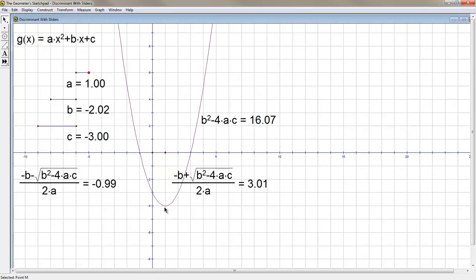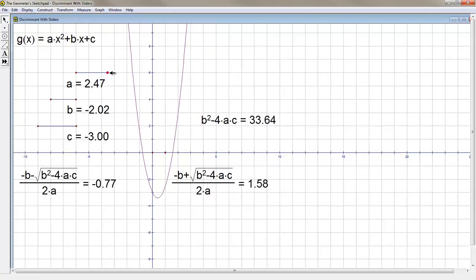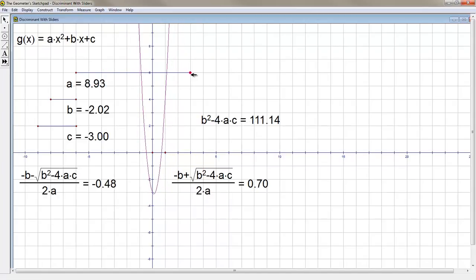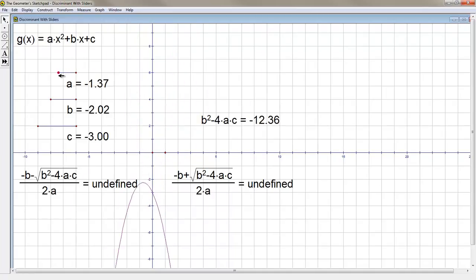So see, if I start my vertex: over 1, up 1, over 1, up 1, 2, 3, over 1, up 1, 2, 3, 4, 5. So there's a step pattern. And of course, the bigger we make a, the steeper it is. There's a value of about 9, so it's pretty steep. And of course, if we make a negative, it flips down to the bottom.